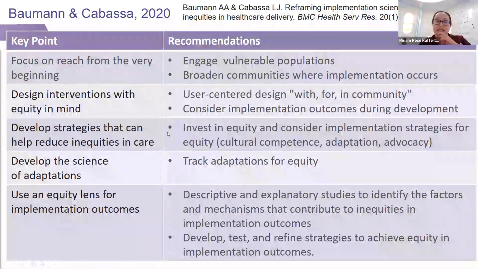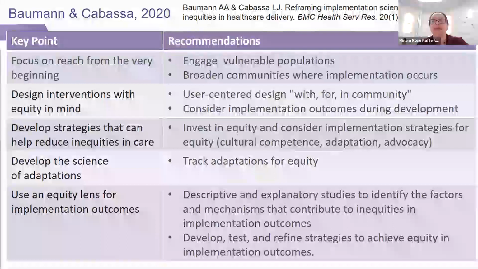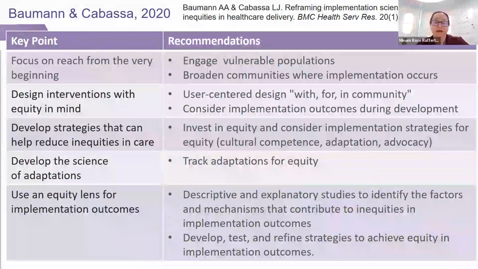She gave a really nice summary of five key points related to equity that we should consider. One of them is to use an equity lens. This is the bottom row: use an equity lens for implementation outcomes. She also highlights, in the first row, focusing on reach from the very beginning. I think reach is one of the outcomes where equity plays a really large role. So it's a really nice summary of how we can look at equity throughout.